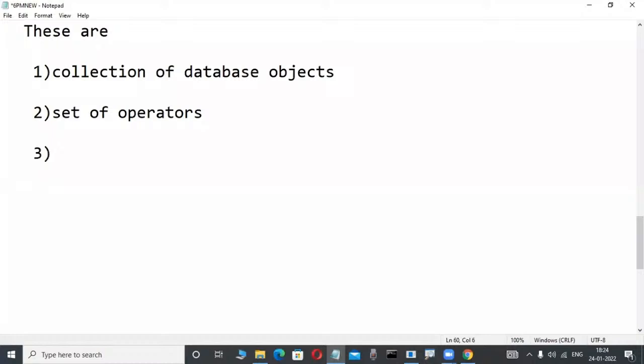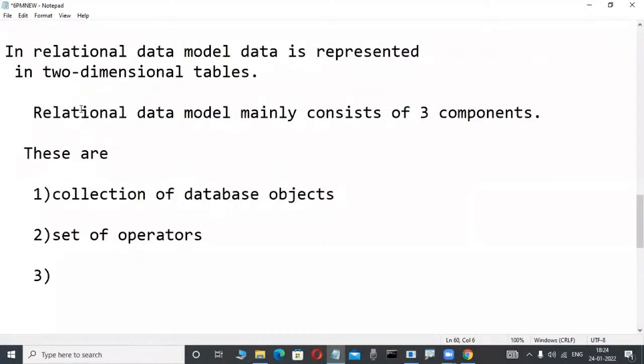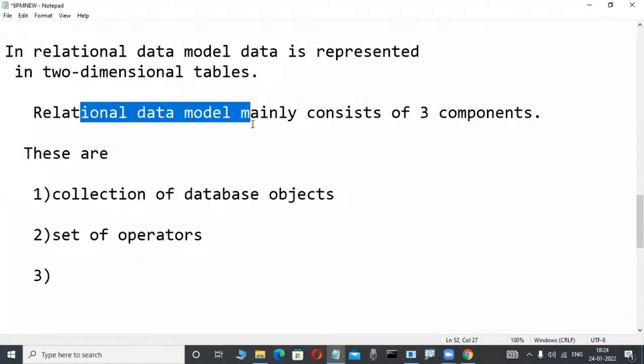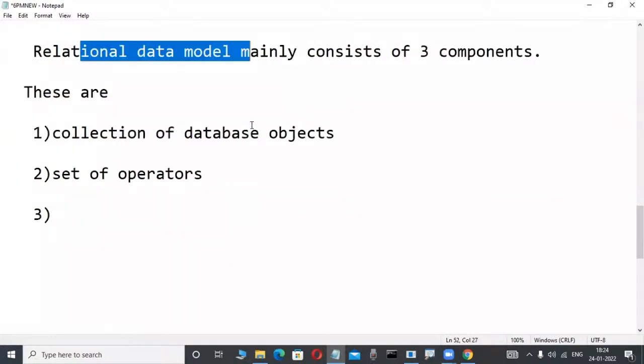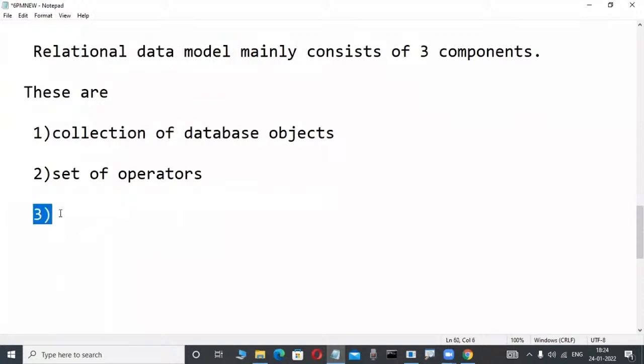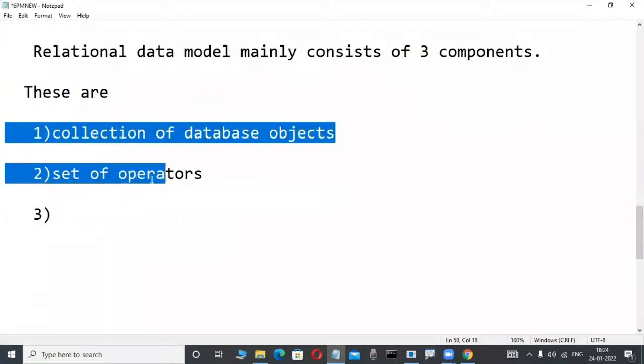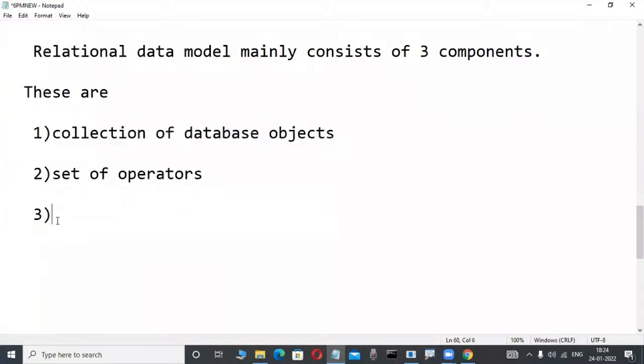Everyone knows the database objects. Even if you are a first-time newcomer, you have an idea about a table. Set of operators, also everyone understands, like equal to, less than. But unfortunately, the third one is most powerful. This is a key concept, and so many fellows don't know this. Actually, in the relational data model, where the difficulty learners or experienced people face, or in interviews, the third point only is important. These two are easy. The third point is most powerful.